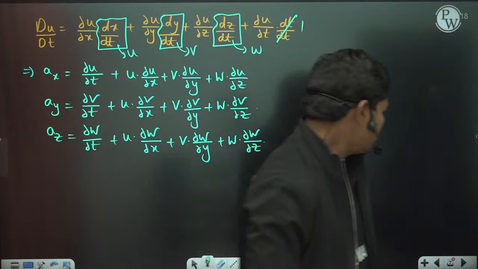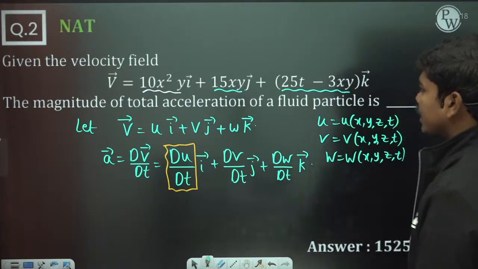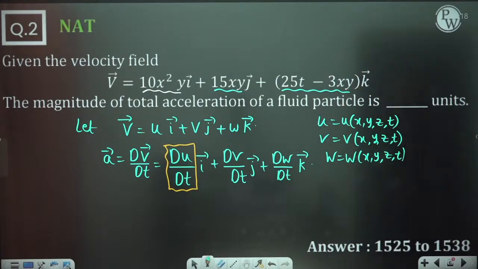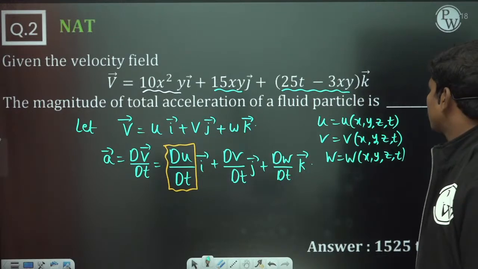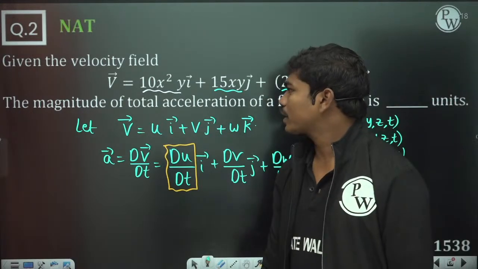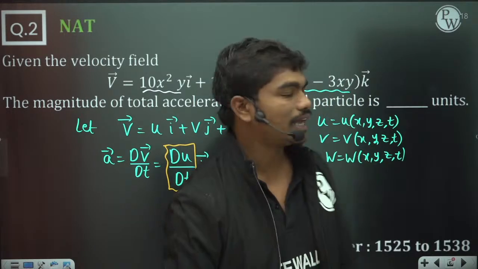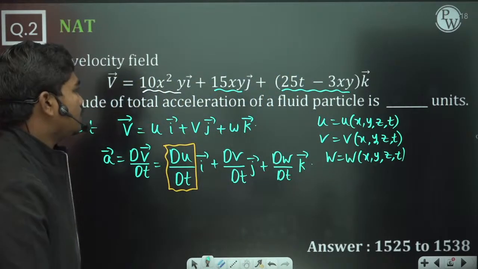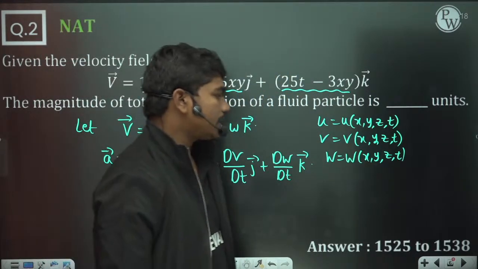So at which point? The point is not given. Okay, they have missed the point, I think. Given the velocity vector, the magnitude of total acceleration of a fluid particle is dash units. Okay, they have missed the point. I think the DTP has missed it somehow. Sorry. Okay, so we'll calculate at some point.